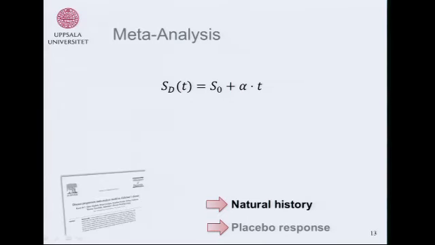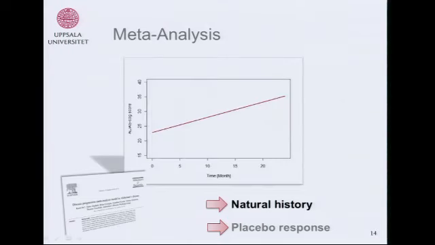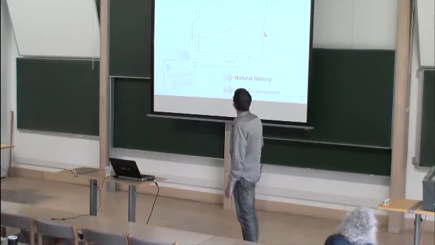Since over the time of a clinical trial, the progression is very, very slow and the changes are very small, we can easily approximate that with a linear function. So we have a baseline and the natural history progression rate that describes that. And that does not look very spectacular, it's just a line.